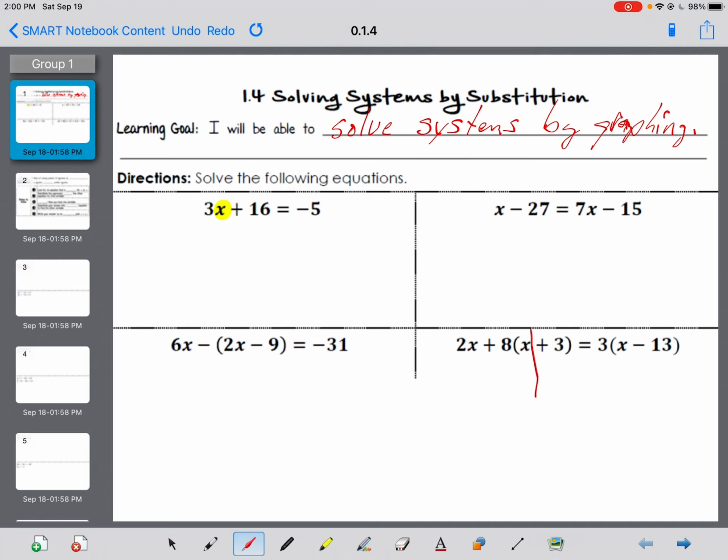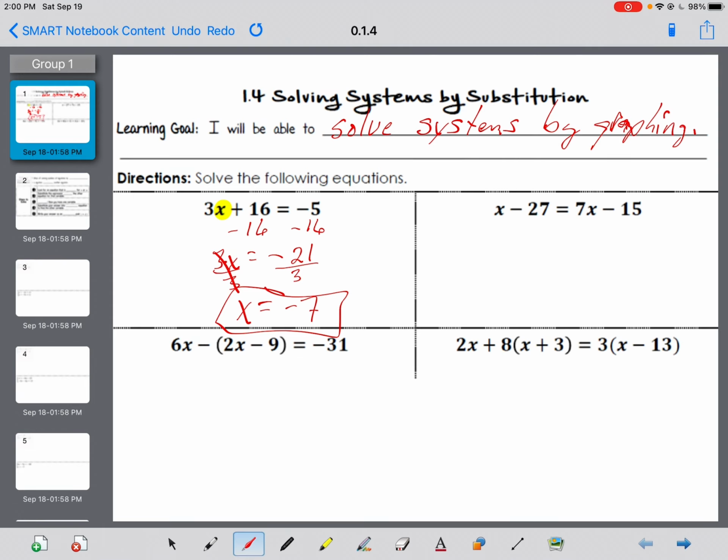I'm adding 16, I don't want to, so I'm going to get rid of that. 3x equals, they're both negative, so it's going to get more negative, 21. What's happening is I'm multiplying by 3, so to get rid of it, I divide by 3. It turns to 1, so x equals negative 7.